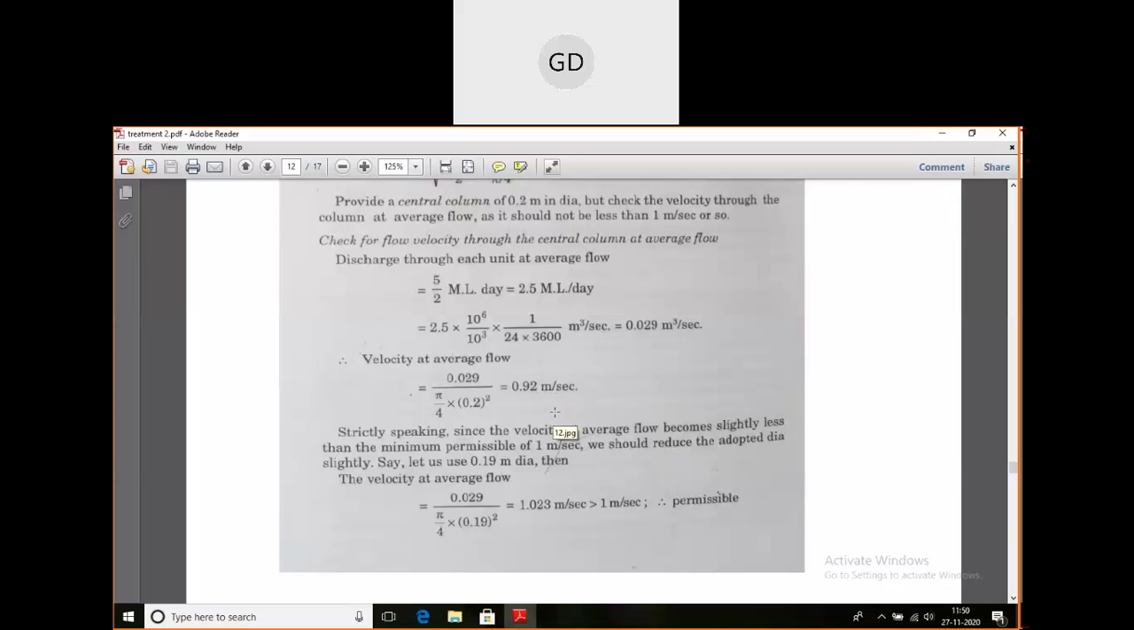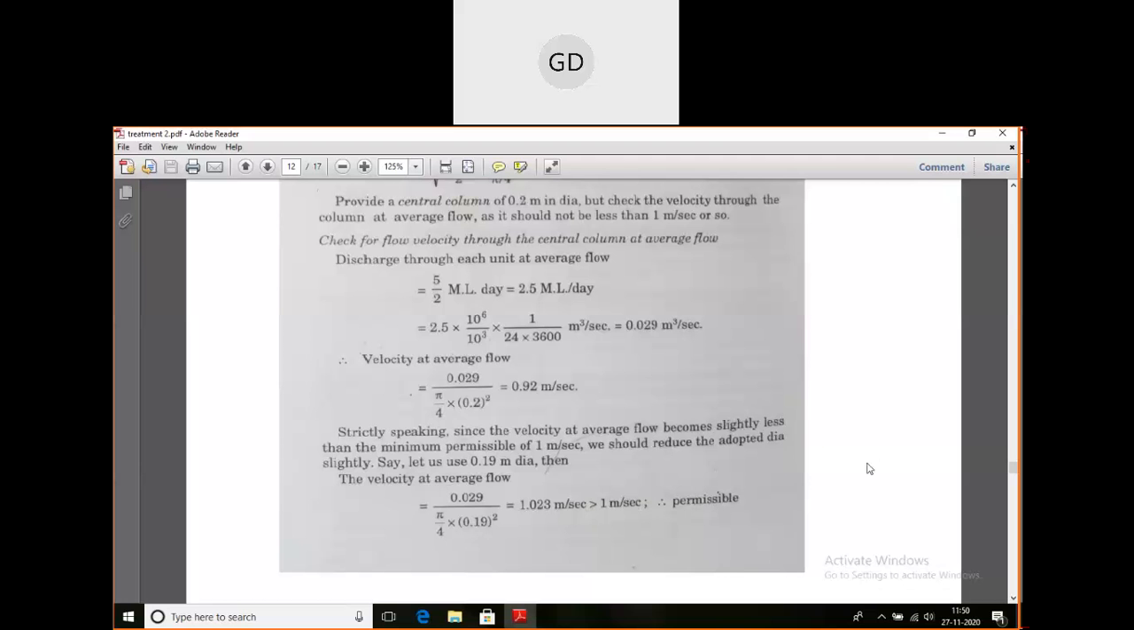So what will you do now? You will have to assume another value of your diameter. We chose 0.2 before, so now you slightly reduce it. You can choose the value 0.19, suppose. Using the diameter as 0.19, now you find out the velocity again. So now you got 1.023 meter per second, which is greater than 1 meter per second. So this diameter 0.19 meter is permissible for your central column.